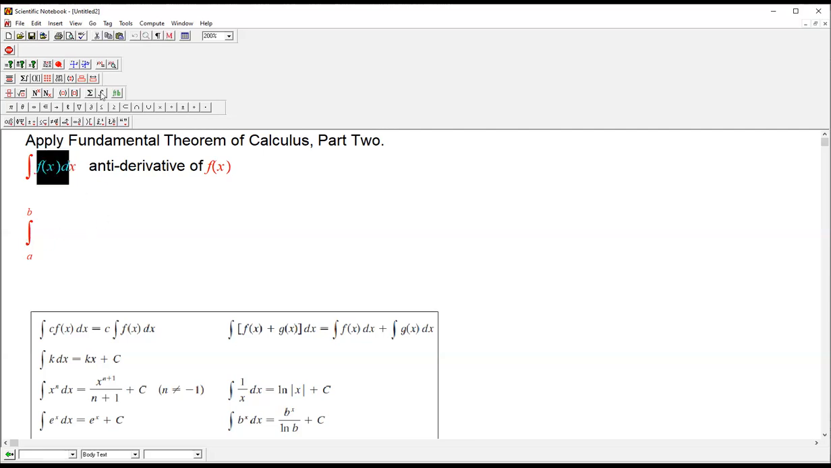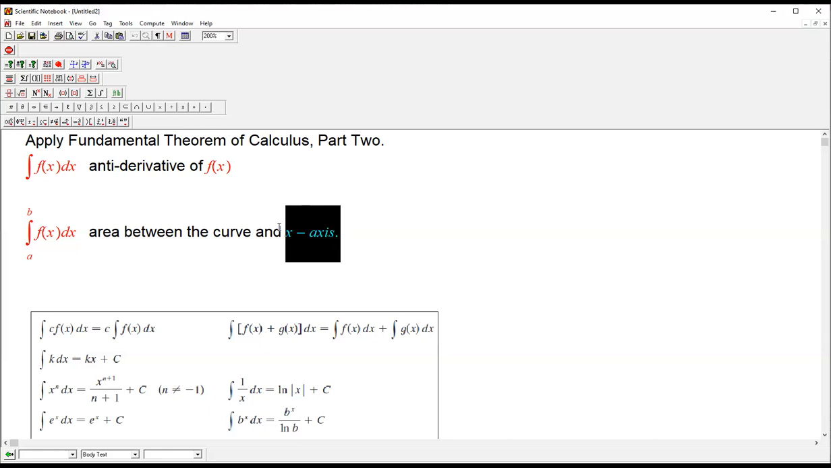Now, how about the other one? The definite integral, however, is to find the area. The meaning is that it is the area underneath the curve, or you can say between the curve and the x-axis. Okay, so these two have entirely different meanings. They have entirely different meanings. So when we express it, we must express it properly.